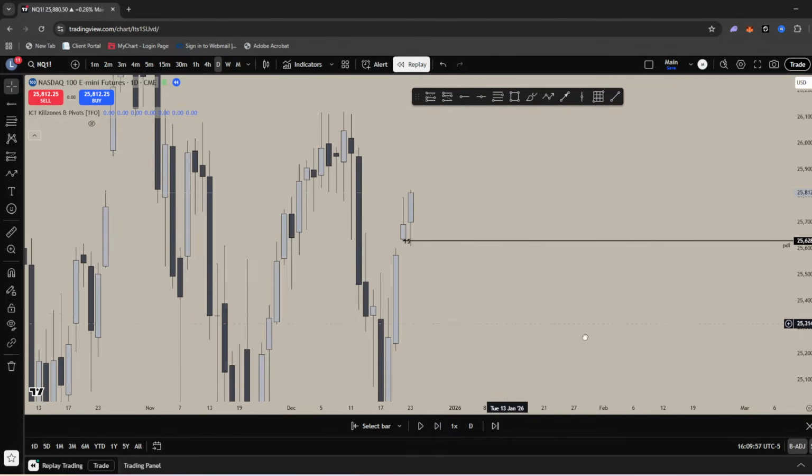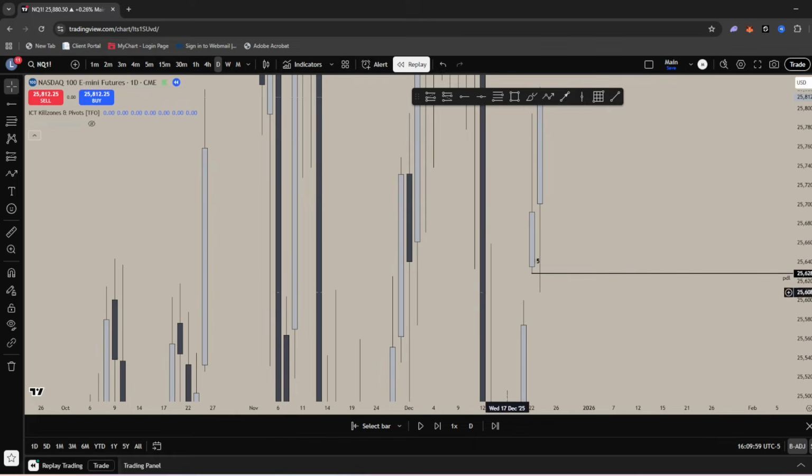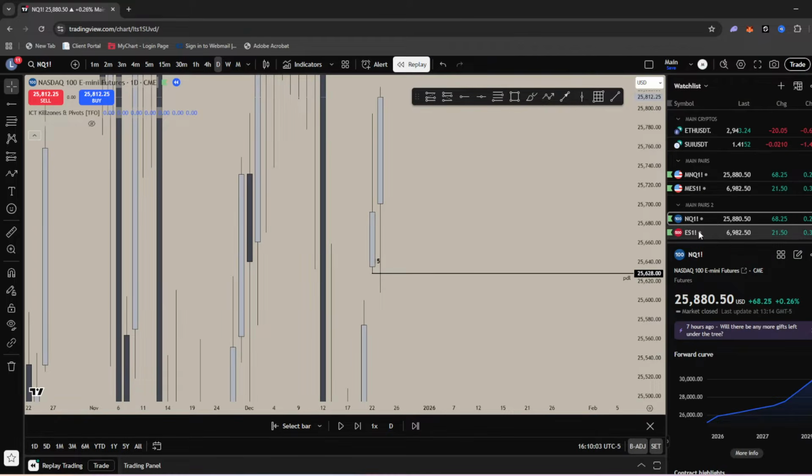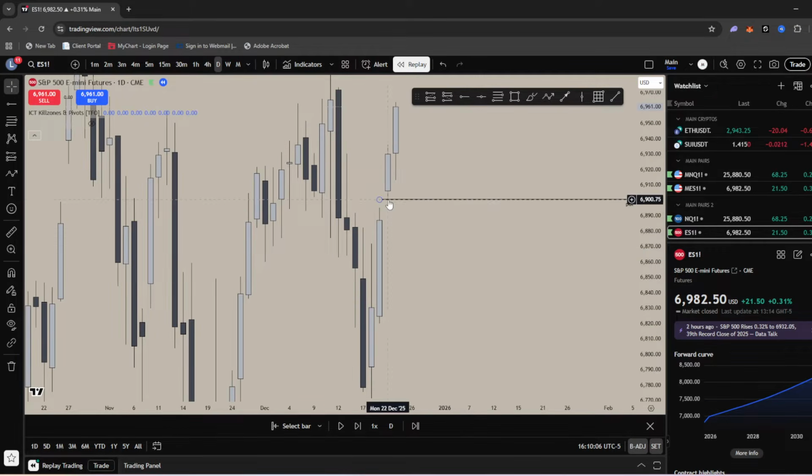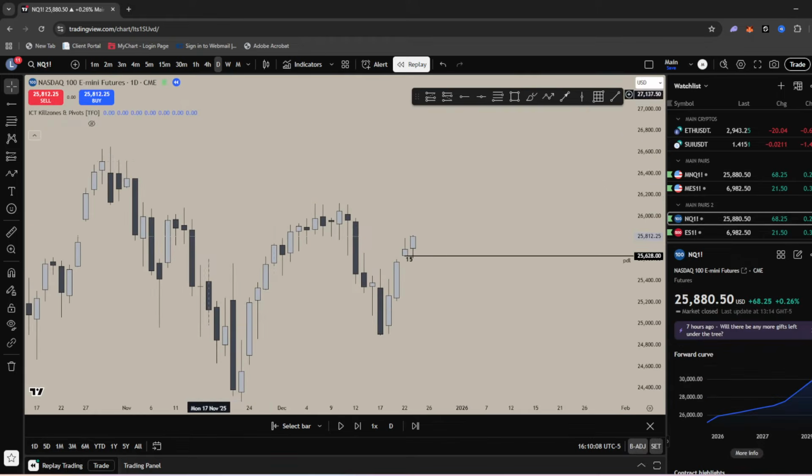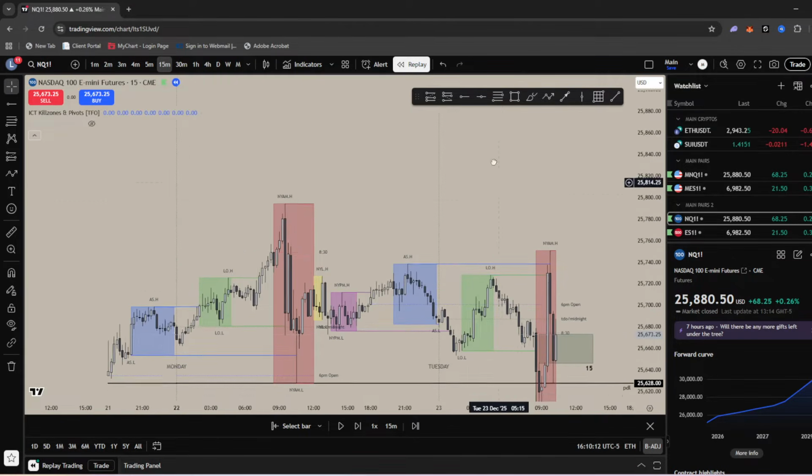So as you can see right here, NQ at this point had swept out previous day low. We can see right here we swept out the previous day low. And if we look at ES never swept previous day low. So we technically had a bullish SMT off of the lows. Okay. Then you go onto the 15-minute right here.